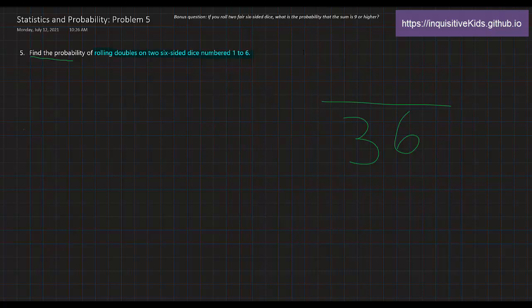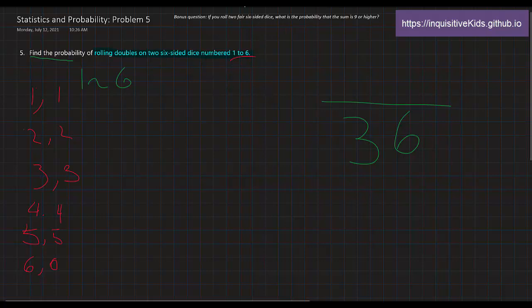Then let me ask you, what are the doubles? What are the possibilities of doubles we can get? Well, it's doubles, and each dice is only from 1 to 6. So it would be a 1 and a 1, a 2 and a 2, a 3 and a 3, a 4 and a 4, a 5 and a 5, and finally a 6 and a 6. And we can't go further than that because there is no 7 at all. It's a six-sided dice numbered 1 to 6.